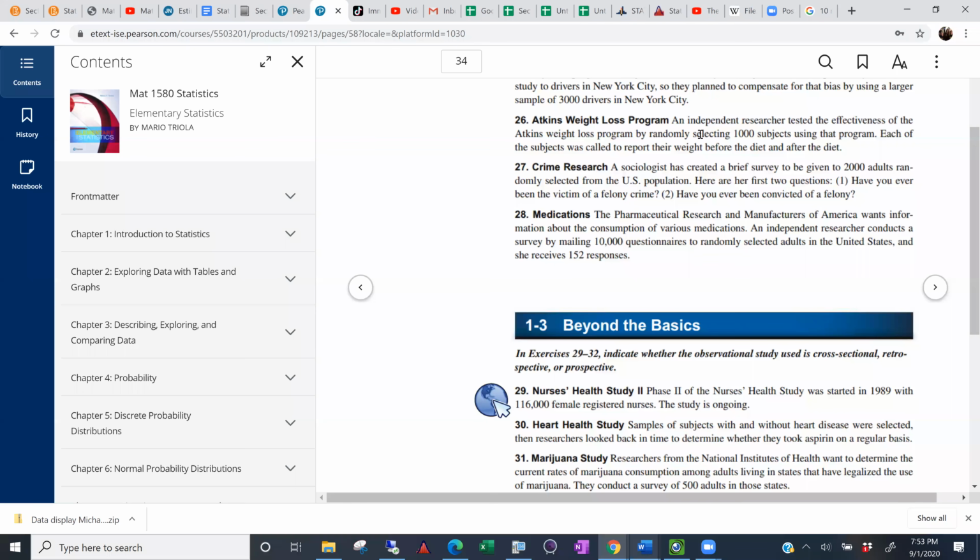Atkins weight loss program. An independent researcher tested the effectiveness of the Atkins weight loss program by randomly selecting 1,000 subjects using that program. Each of the subjects was called to report their weight before and after the diet. Observational again? I'm a little torn on this one. It's not quite as clear as I'd like, but wouldn't you put it on the observational because you're not necessarily telling them to change their diet plan because they're already on it?